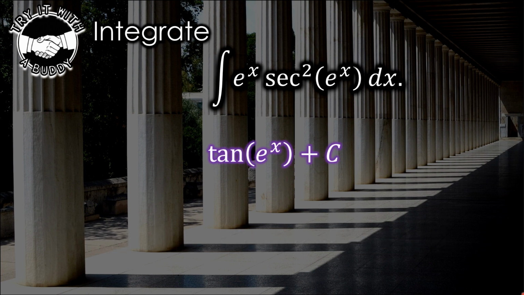You should get tangent of e to the x plus c. Your choice of u would be e to the x, and then du is also e to the x dx, at which point you get just secant squared of u du, and we know the antiderivative of secant squared is tangent, so that all works out just lovely.